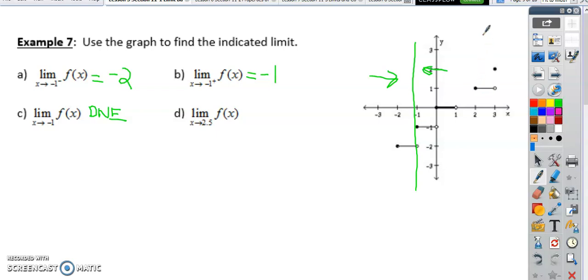All right. 2.5. Let's do another not straight line. I hope you're laughing at me at home.